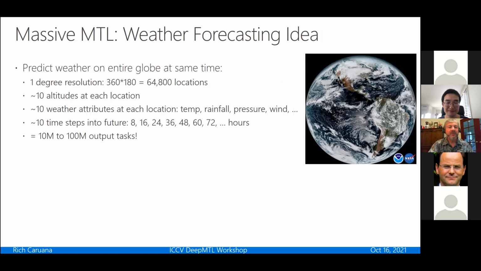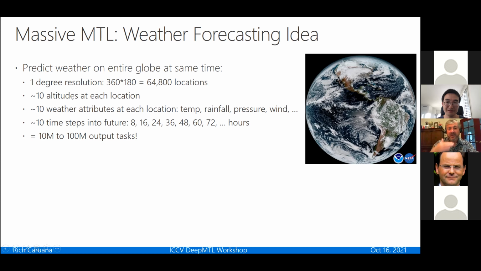Well, weather forecasting, let's think about it. I suggested that maybe we could predict weather on the entire globe at the same time. Now, if you just do 1 degree resolution on the globe, you've got 360 degrees around, 180 degrees above, that gives you 64,800 locations on the Earth. And by the way, 1 degree resolution is low resolution on the globe. So right away, if you wanted to predict the weather at each point, you'd have about 65,000 tasks.